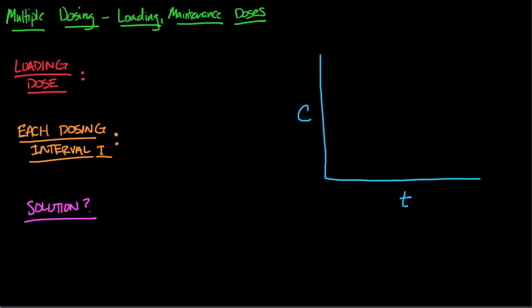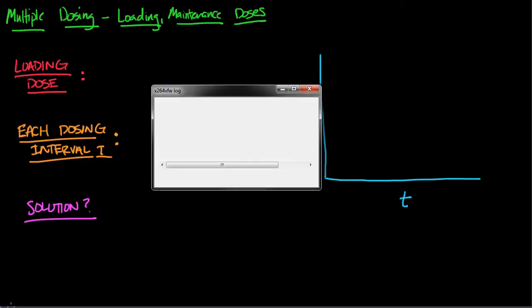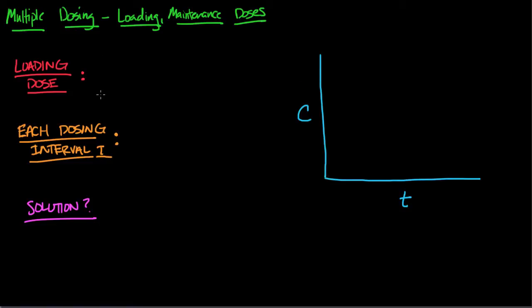Okay. In our previous lecture, we learned that in order to achieve a C steady state, 3.3 half-lives need to pass. This can be problematic if, let's say, we have a drug with a very, very high half-life. The way we get around this is we administer a loading dose. And a loading dose is a very, very high dose that's intended to immediately reach the desired concentration. And then it's going to decay down.